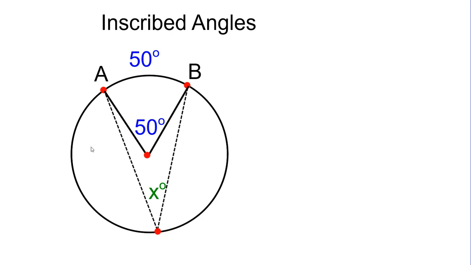So the measurement of this angle here, the measurement of angle X, is actually going to be 25 degrees. So see how my handwriting is today. But it is 25 degrees. So it's going to be half the measurement of the arc, which is also half the measurement of the central angle, which is pretty cool. So inscribed angles have measures that are half of their central angle.